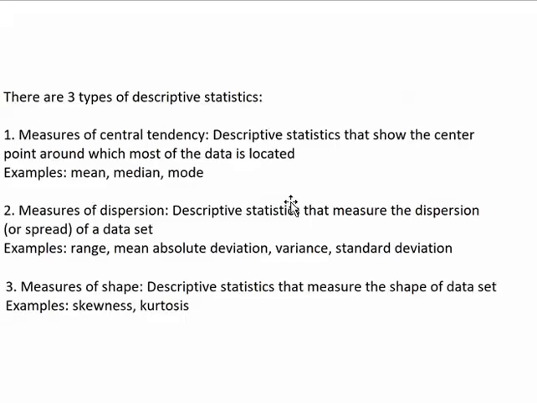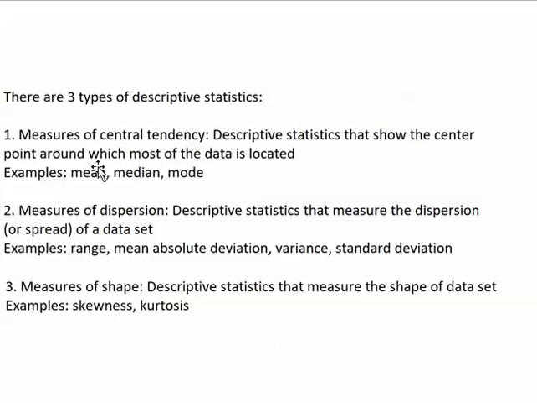The first category is called measures of central tendency, or measures of center. These are descriptive statistics that show the center point around which most of the data is located. People calculate measures of central tendency to get an idea of the point around which most of the data is clustered. Measures of central tendency include the mean, median, and mode.